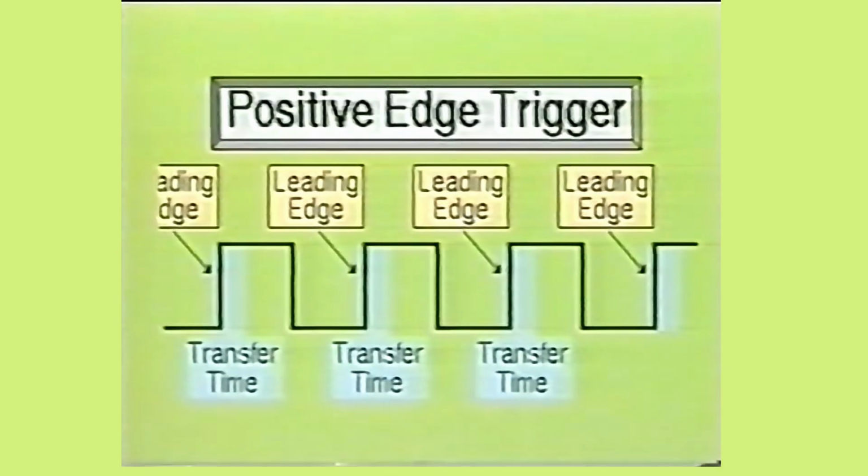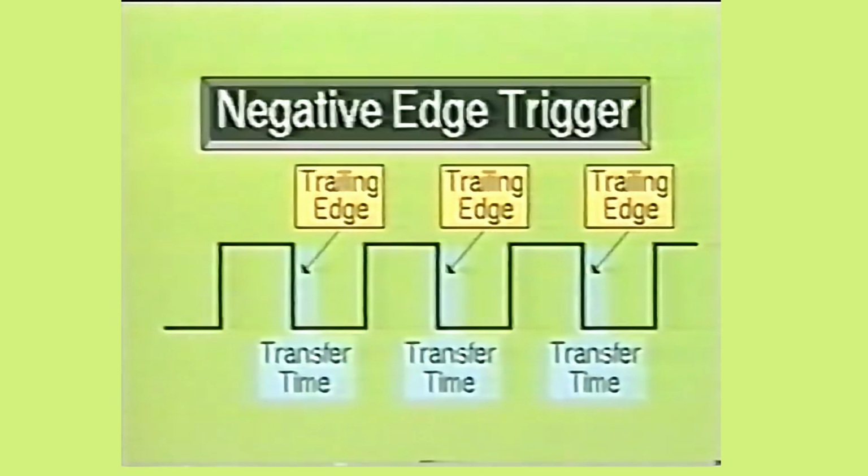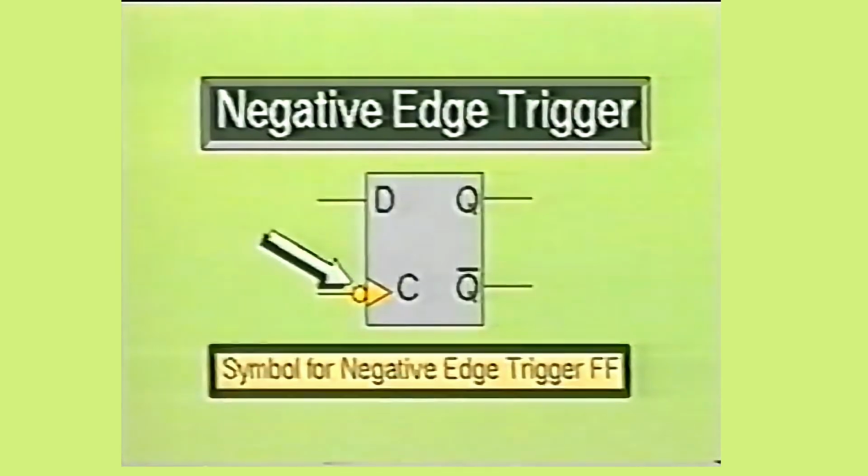In the positive edge-triggered flip-flop, the control input is sensitive for a short interval of time near the positive going transition of the clock pulse. The outputs of the flip-flop change shortly after this interval. In the negative edge-triggered flip-flop, the control input is sensitive for a short period of time near the negative going transition of the clock pulse. As before, the outputs of the flip-flop change shortly after this interval of time. Note that the symbol for the negative edge-triggered flip-flop shows an inverter operation at the input of the clock signal.